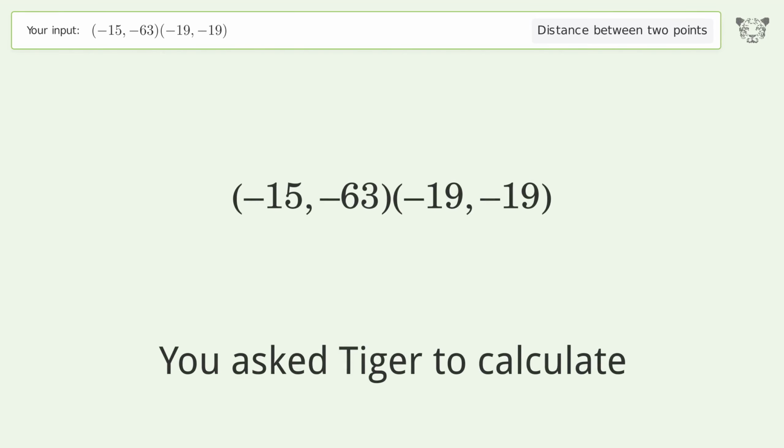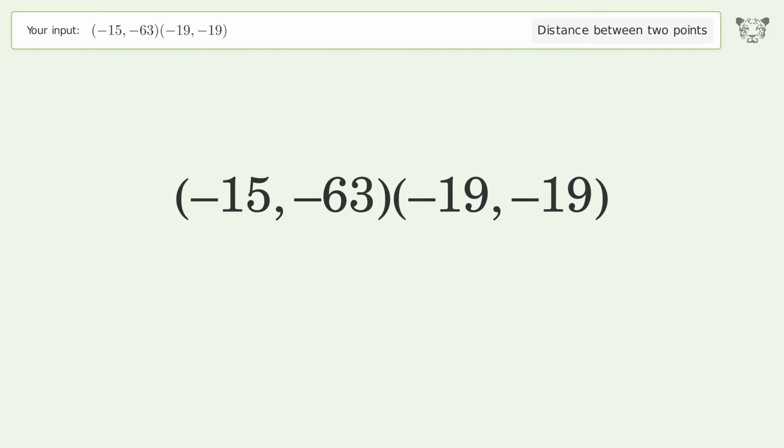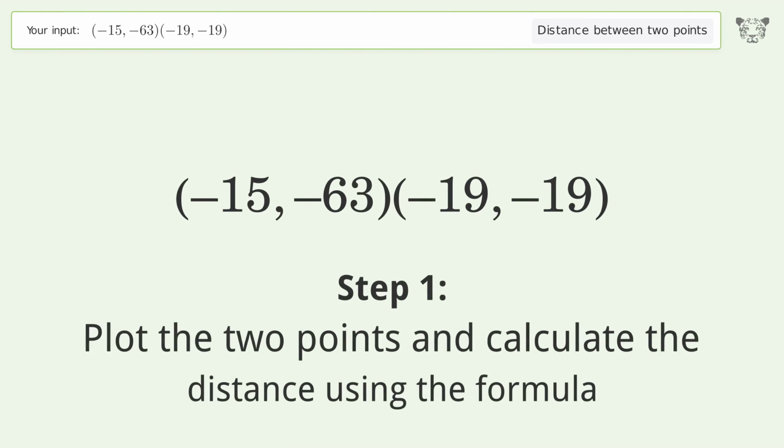You ask Tiger to calculate. This deals with the distance between 2 points. The distance between the 2 points is the square root of 1952, or 44.181. Let's solve it step by step. Plot the 2 points and calculate the distance using the formula.